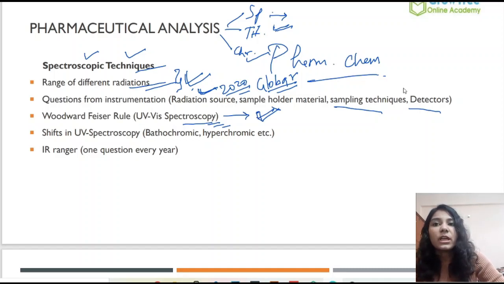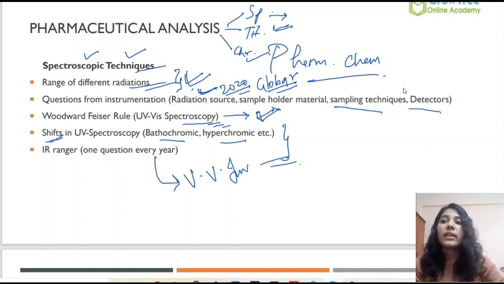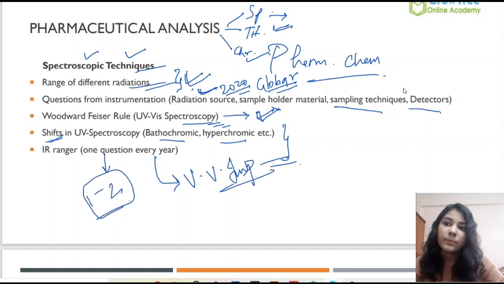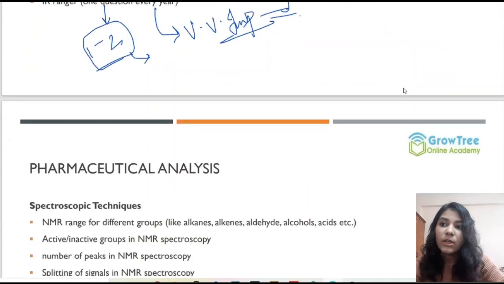Then you should be familiar with the various shifts in UV visible spectroscopy. You can expect a direct question from this, and you should know what the factors are that cause these shifts: bathochromic, hyperchromic, hypochromic, etc. Then there are IR ranges, which is very much important. Every year you can expect 1 to 2 questions from this.